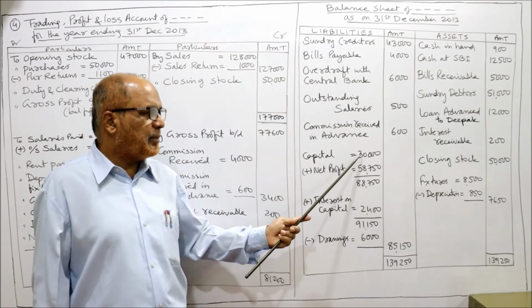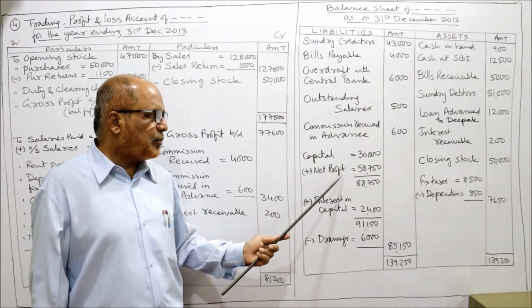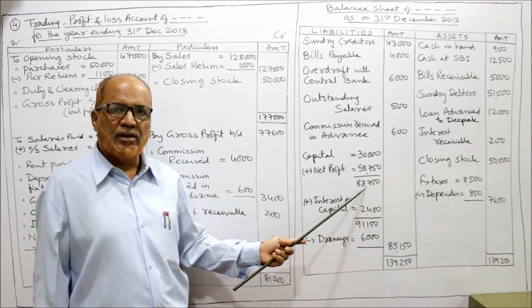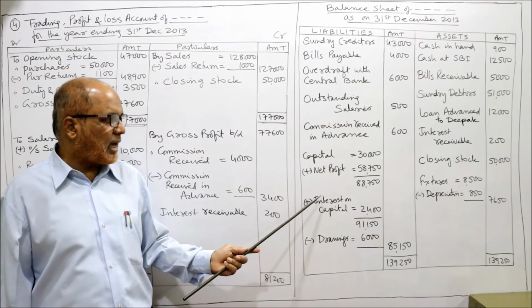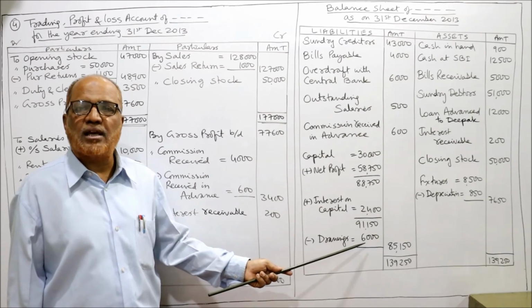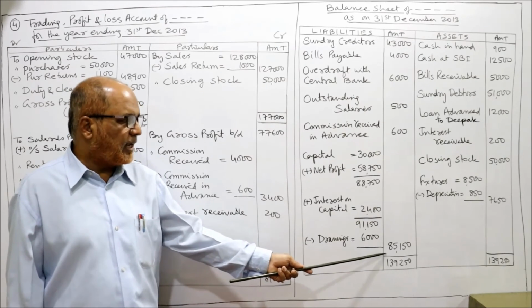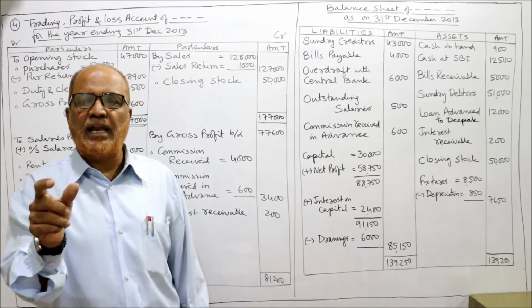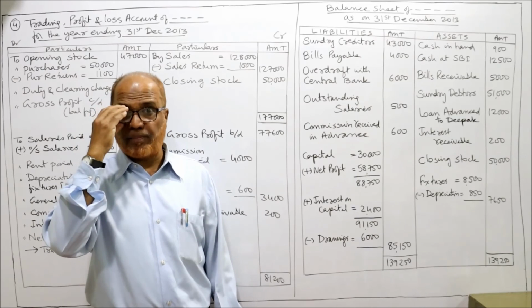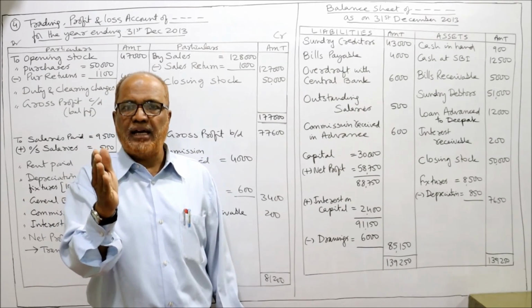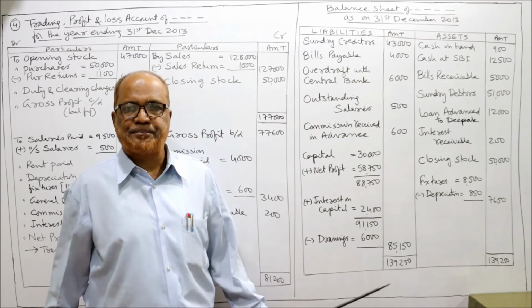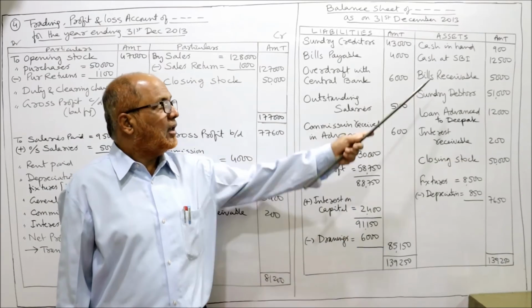Then capital at the beginning of the year 30,000. Add net profit 58,750. So add up the net profit, we'll get 88,750. To this we add interest on capital 2,400. Then subtract the drawings. Drawings are given 6,000. Subtract 6,000, 85,150 is the capital at the end of the year. So remember what we have to add and what we have to subtract. Net profit we have to add, interest on capital we have to add, and drawings we have to subtract. Over. Liability side completed. Now asset side.